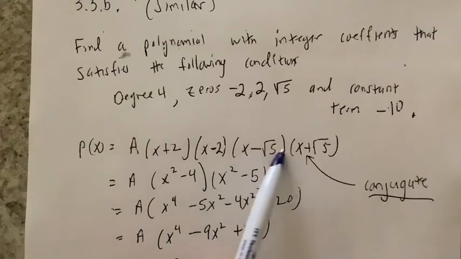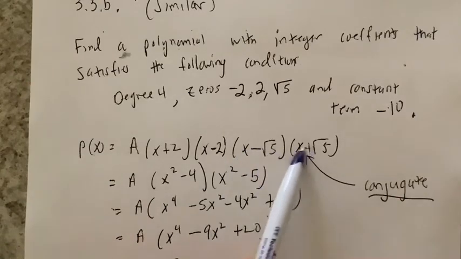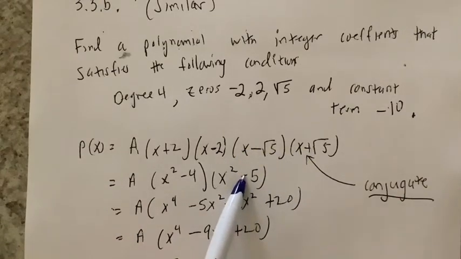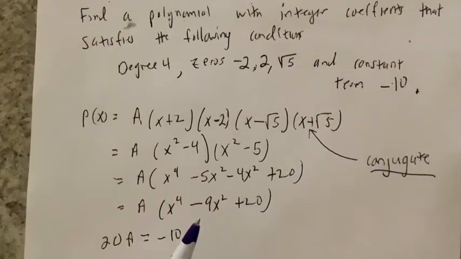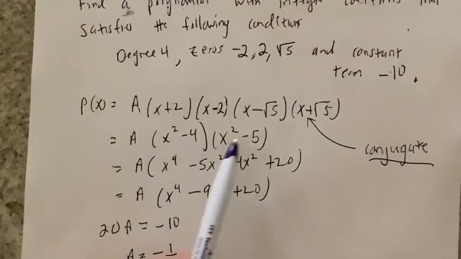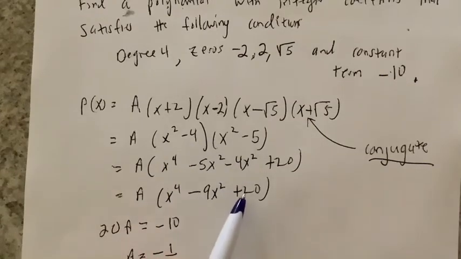When you multiply these two together, you get the first one squared minus the second one squared, so you get this. So we got that taken care of. Now, for the constant term to be -10, what is the constant term going to be? You don't have to multiply the whole thing out to actually see that. The constant term is going to be, this is 20, so 20 times a. When you distribute the a, that's going to be your constant term.